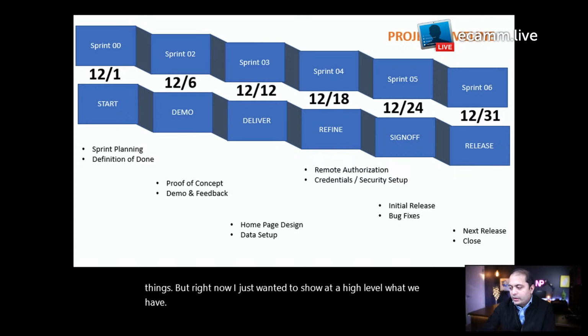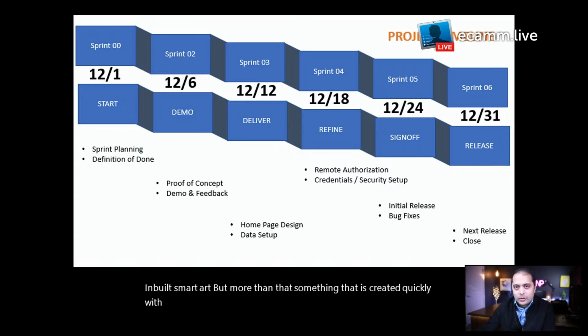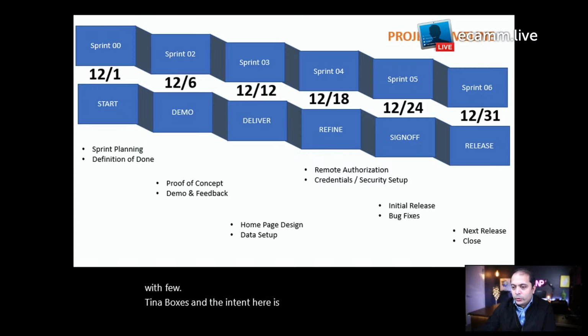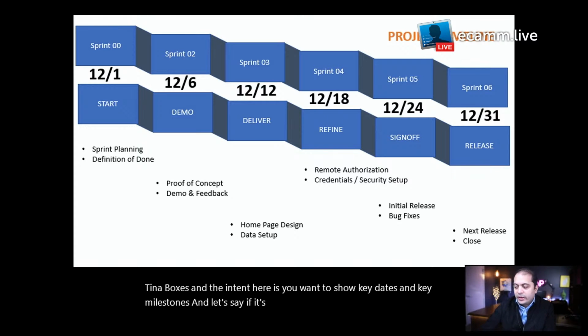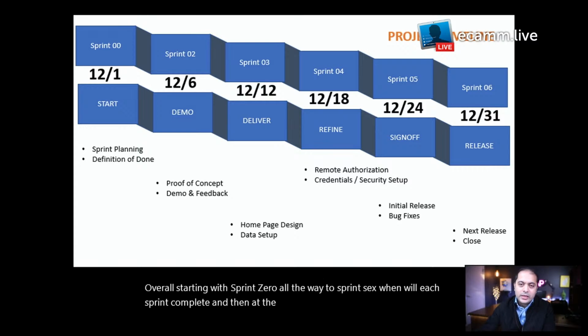The second one here is similar, not an inbuilt SmartArt, but something that is created quickly with a few boxes. And the intent here is you want to show key dates and key milestones, and let's say it's an agile project like I'm showing here, so you're showing how many sprints you have in the project overall, starting with sprint 0 all the way to sprint 6, when each sprint will complete, and then at the bottom what each sprint would deliver.